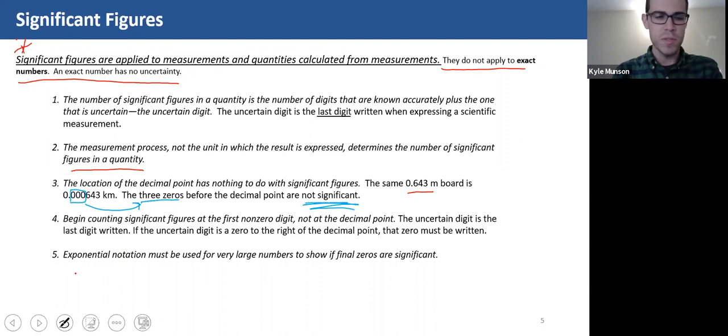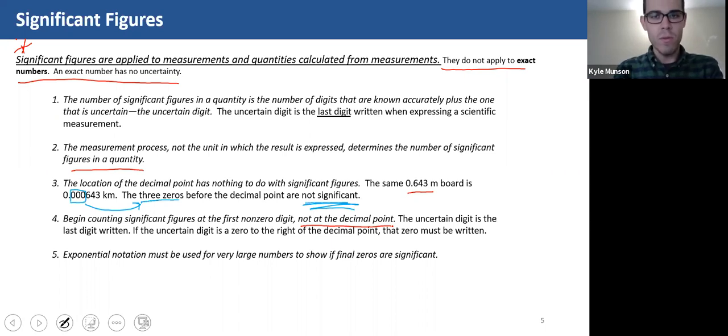And we're going to do examples to clear any confusion up that you may have if this is unclear right now. This is just an exhaustive list of everything. You begin counting significant figures at the first non-zero digit, not at the decimal point, okay? The uncertainty digit is the last digit written. And if the uncertainty digit is a 0 to the right of the decimal point, the 0 must also be written. You might see this when you weigh something on a scale. It might weigh 0.10 grams, let's say. That 0 must be included when you're doing a lab. And exponential notation must be used for very large numbers to show if the final zeros are significant.